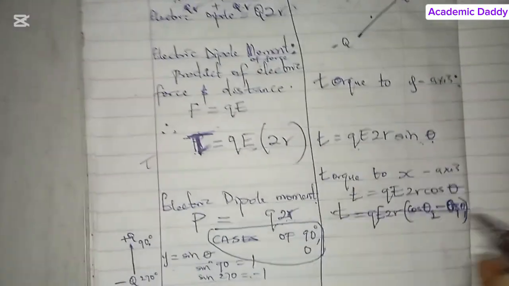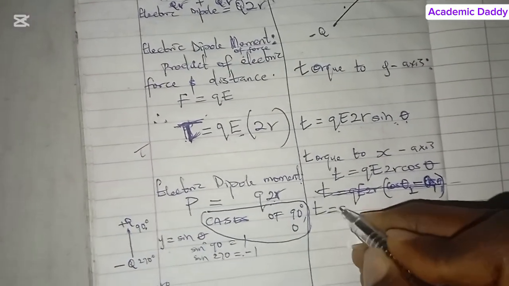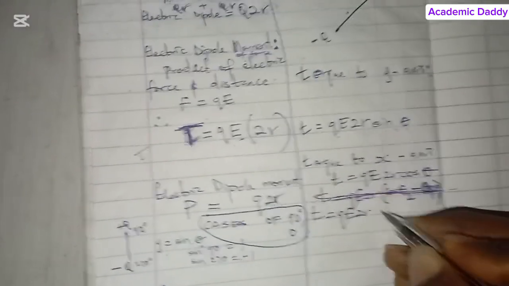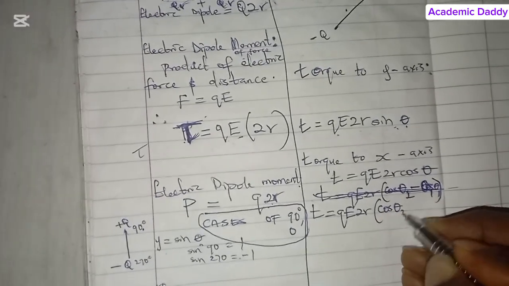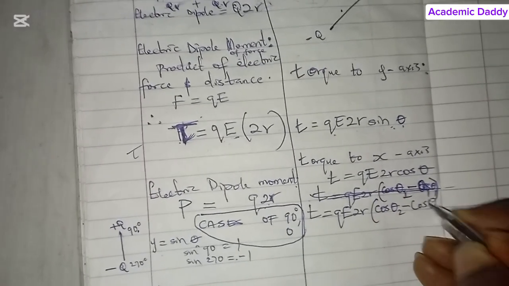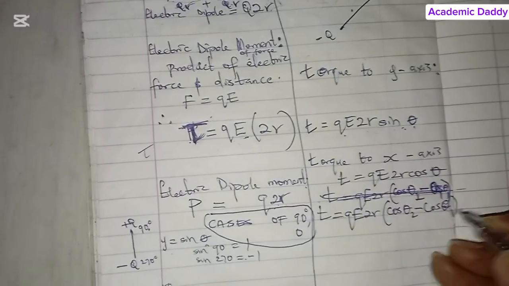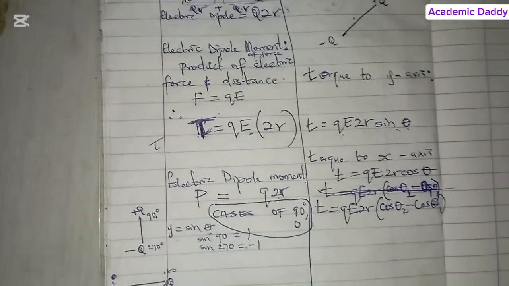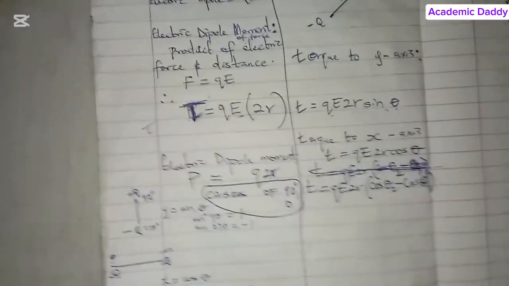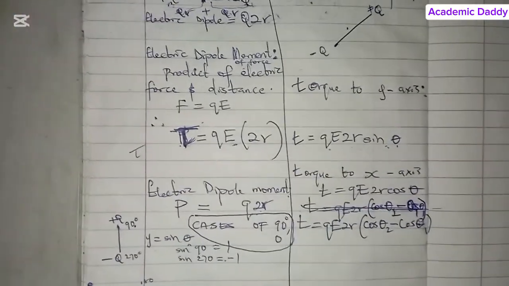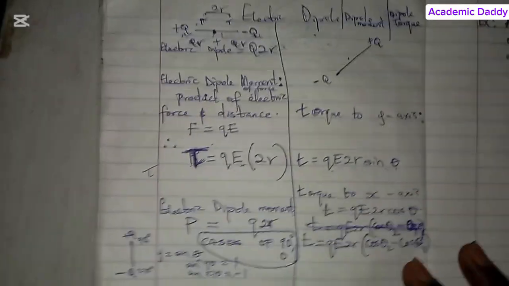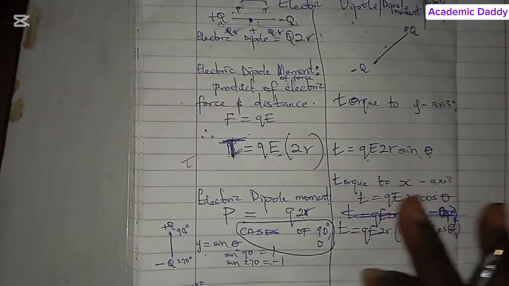Cos theta 1. Let me do it here. So torque can be QE 2R cos theta 2 minus cos theta 1. That is final minus initial. So if I know this, you will not need to know. I need to point out this because if you go to your textbook, you will see something like that where they normally tell you PE and all that.